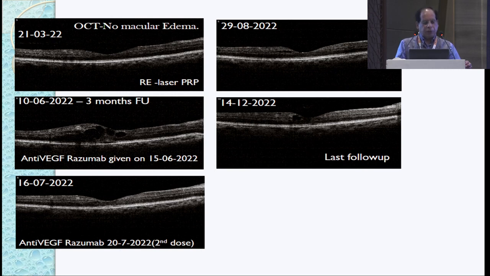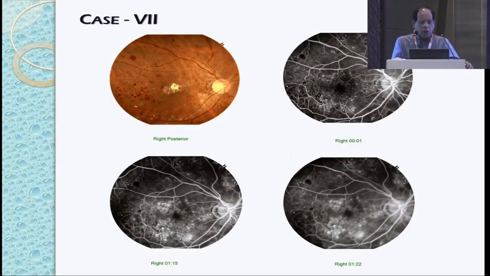But when she came for follow-up after 3 months, there was a CSME and central thickness increased, so we have given anti-VEGF, ranibizumab. 2 injections were given, and the situation improved, and she is maintaining good vision and good OCT.